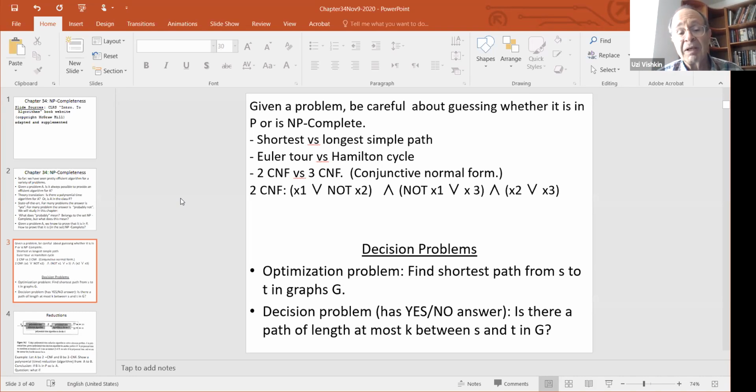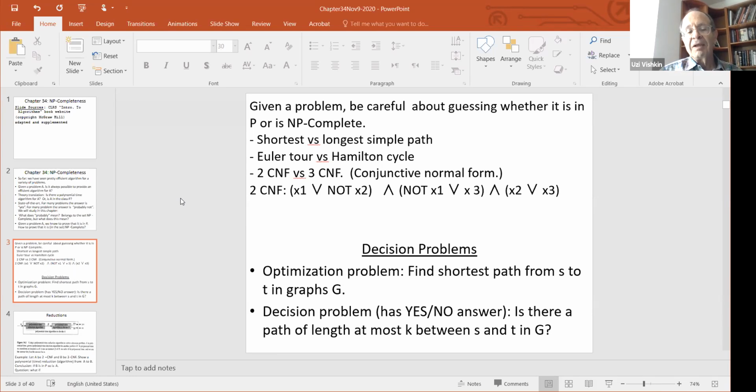But what about the problem of figuring out the longest simple path in a graph? So simple path means that the path cannot contain any vertex more than once. And I ask you to find now the longest simple path in the graph. Doesn't sound too different, right? Still, this problem probably does not have a polynomial time algorithm.